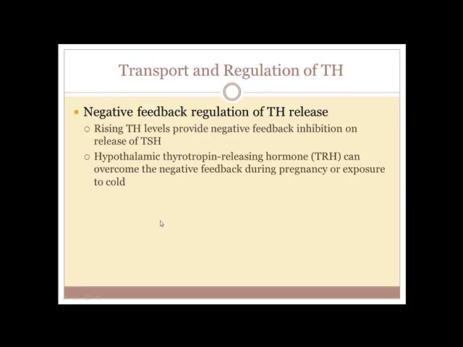These are going to be controlled through a negative feedback mechanism. Basically, the way it's going to work is thyroid hormones, as they rise, are going to prevent the release of thyroid stimulating hormone, and they are going to prevent the release of thyroid releasing hormone. As thyroid levels tail off, they are going to cause the release of thyroid releasing hormone, which causes the release of thyroid stimulating hormone, which causes the release of thyroid hormone. The effects of this negative feedback mechanism can be overcome in 2 situations: pregnancy or exposure to extreme cold.